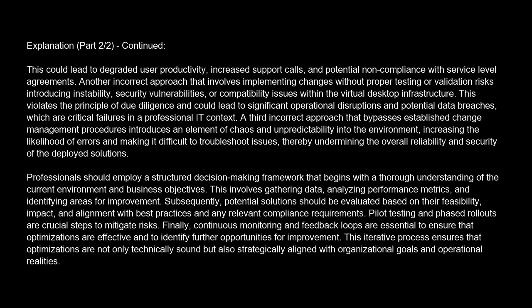Finally, continuous monitoring and feedback loops are essential to ensure that optimizations are effective and to identify further opportunities for improvement. This iterative process ensures that optimizations are not only technically sound, but also strategically aligned with organizational goals and operational realities.